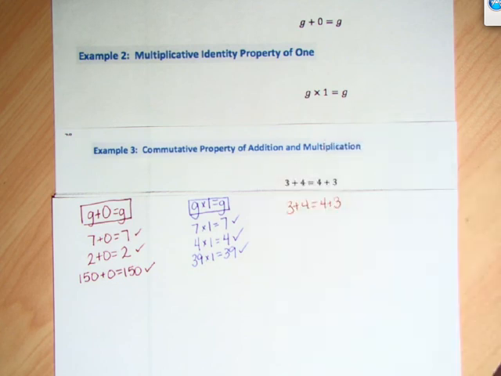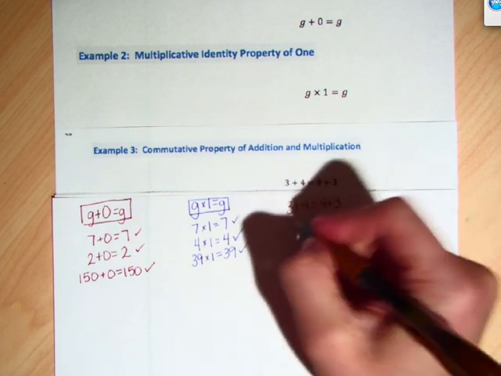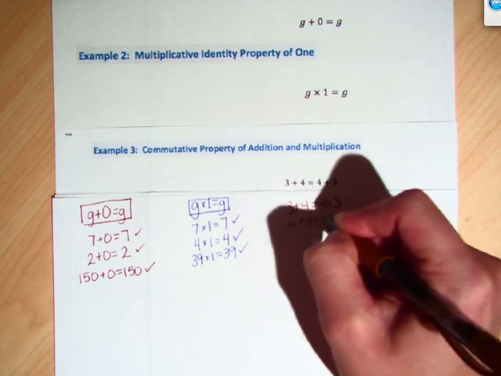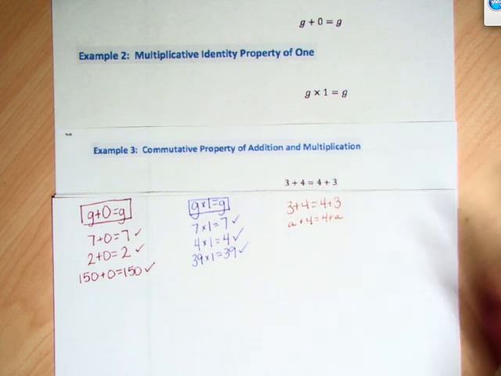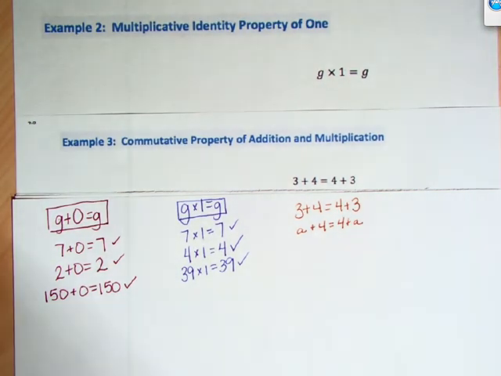Okay, and our first job is let's replace all the 3's in this example with the letter A. So I'm going to have A plus 4 equals 4 plus A. That's really not my neatest work here. Sorry about that. Let's zoom in a little. Okay, A plus 4 equals 4 plus A.